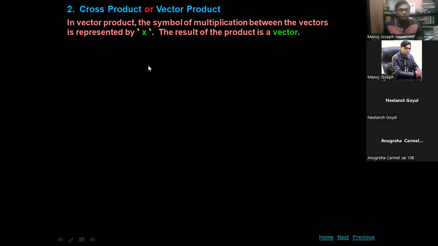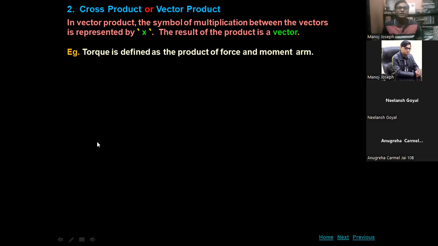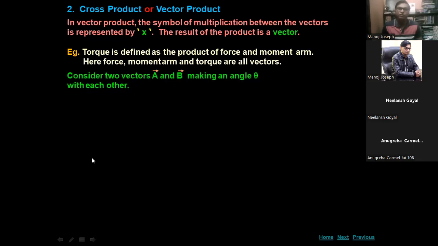And now, torque is defined as the product of force and moment. I'll teach you that in systems of particles. Actually, torque is nothing but the turning effect. So here the force moment and the torque are all vectors.